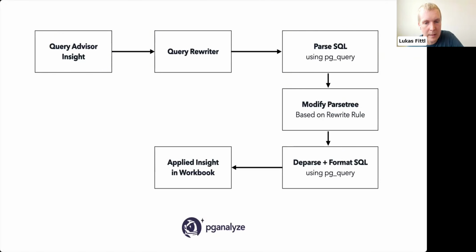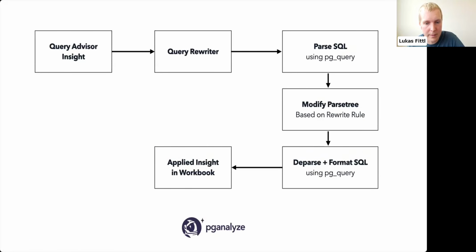So we detect the insight. We then enter what we call a query rewriter. The rewriter parses the SQL. We parse SQL using pg_query, one of our open source libraries that you can use yourself if you want to. And we modify the parse tree. This is basically a rewrite rule that says, in the case of the order by limit, find the order by clause.